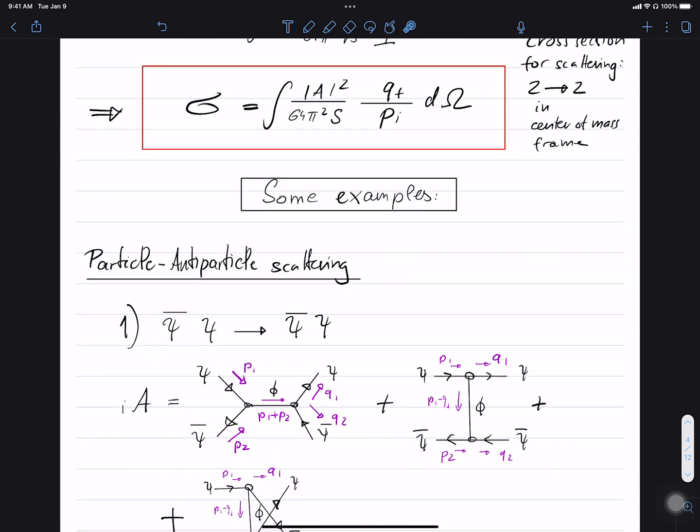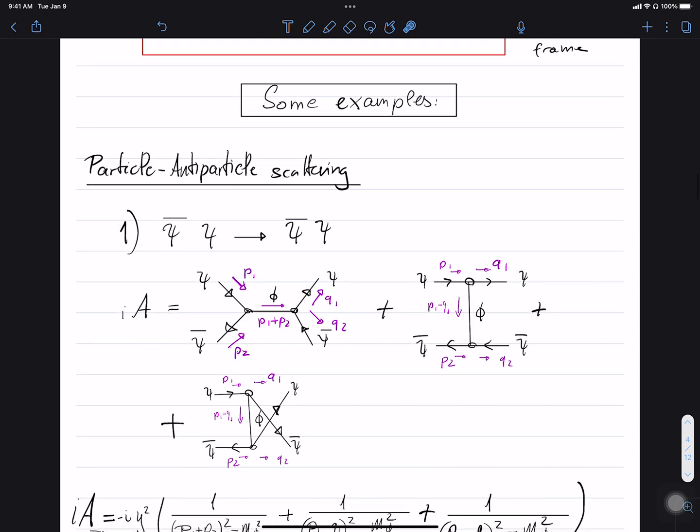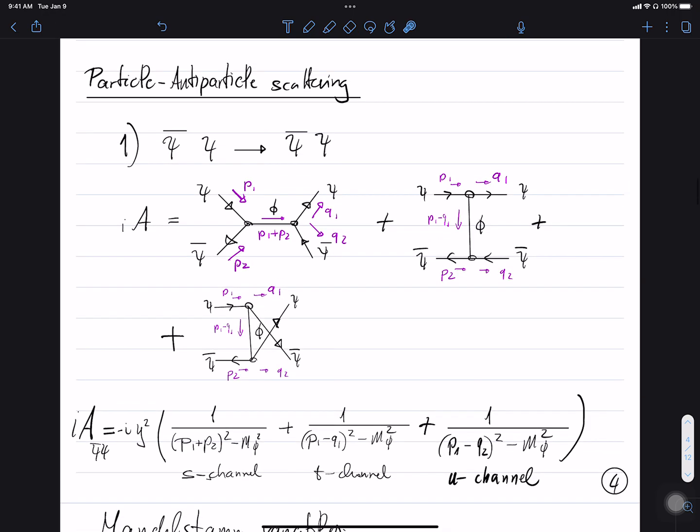Let's look at some explicit examples. For example, let's start with the particle-antiparticle scattering. Just psi bar, psi scatters to psi bar, psi, so nothing really changes in the quantum numbers, but they can exchange energy and momentum, of course. Now we see the diagrams that can play a role. So there are three diagrams.